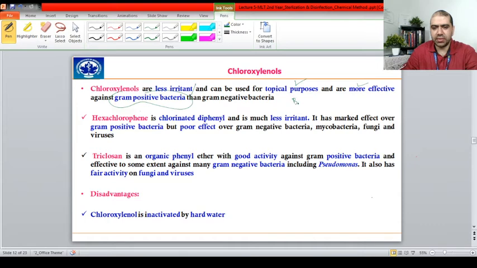Bacillus anthracis, which causes anthrax. Another example of gram-positive bacteria is your Staph aureus, Staphylococcus aureus, which causes many infections in the wounds. Staph aureus, A-U-R-E-U-S. And you should know that they can lead to MRSA, that is methicillin-resistant Staph aureus.